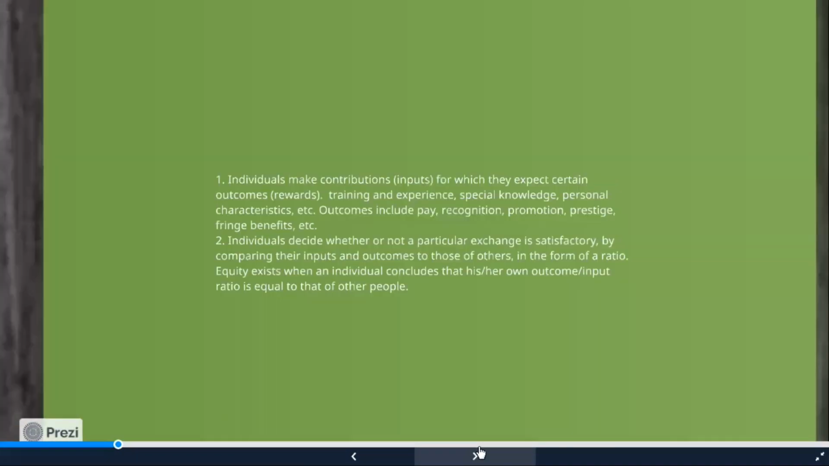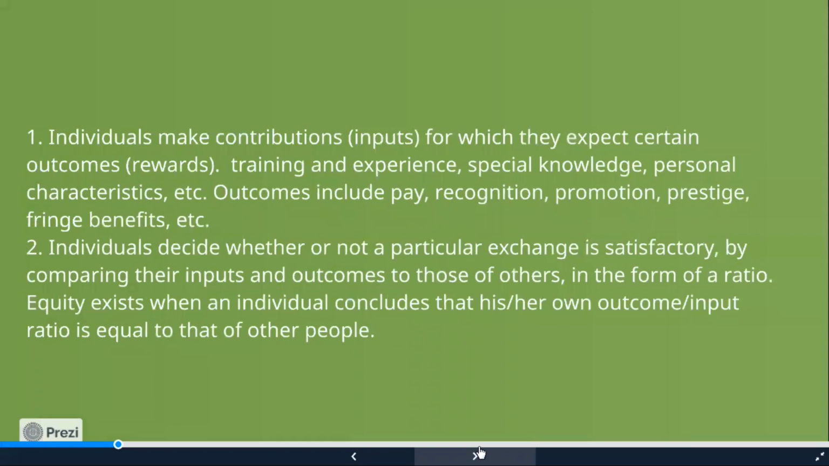So take a look at the assumptions. We could make two assumptions according to Stacey Adams' equity theory. Two. Individuals decide if a particular exchange is satisfactory or not. How? By looking at their input, that means how much work they put in and what they get in return, the outcomes.